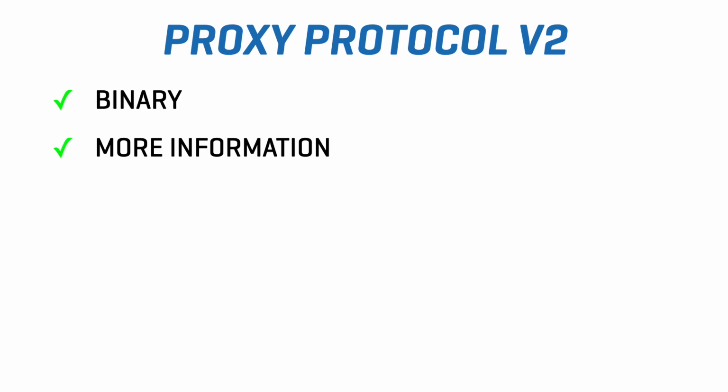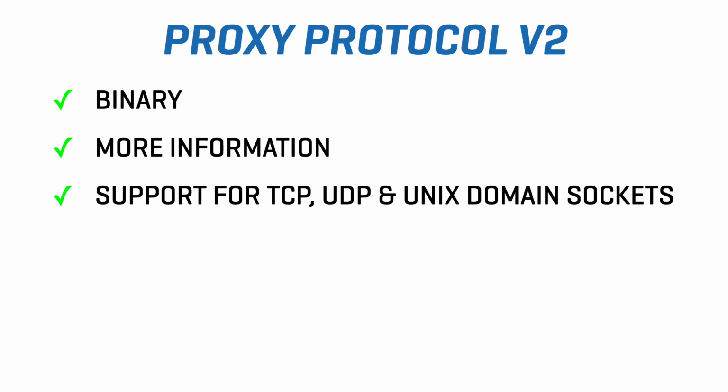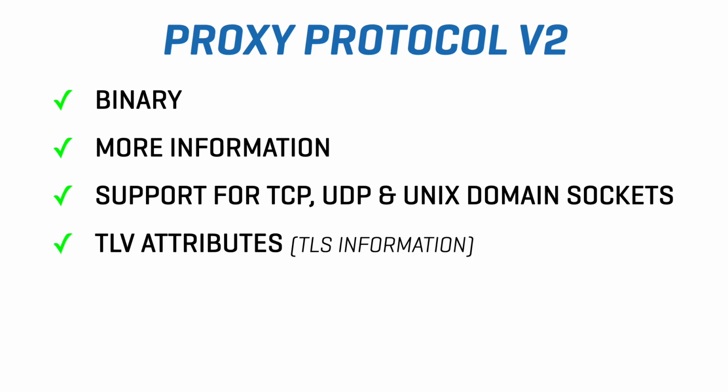v2 comes into play. Version 2 of the proxy protocol, the version that we recommend that you use, is actually in a binary format and has a lot more information. Of course, it has all the client and server ports and IP addresses, and while it supports IPv6 and IPv4, it does more. So yes, it supports TCP, but it also supports UDP and Unix domain sockets. And thanks to TLV attributes, it contains a lot more information about the TLS connection.